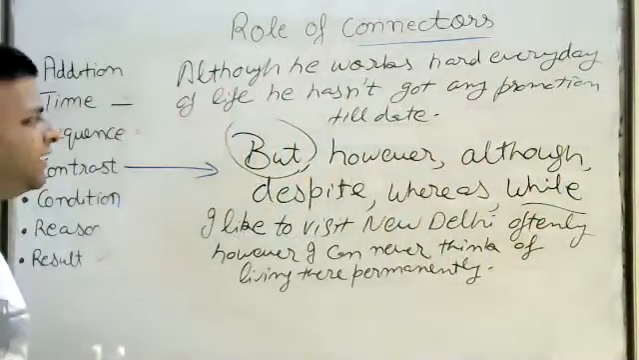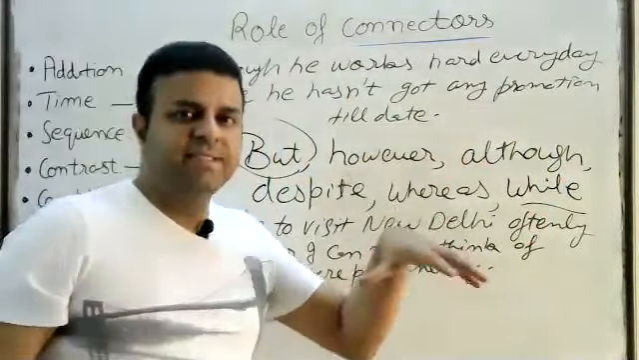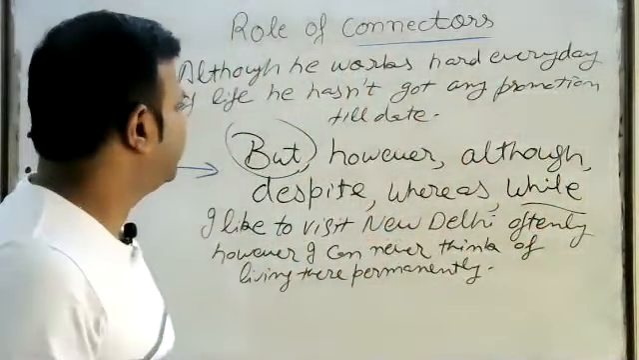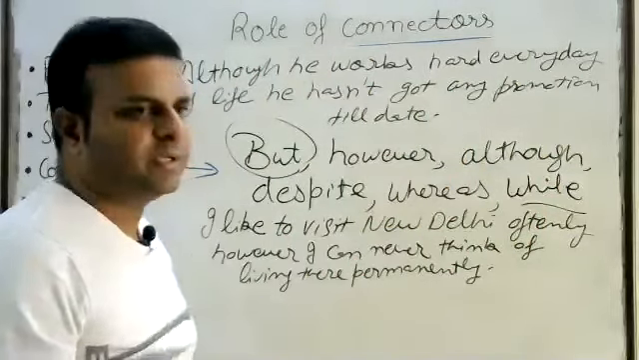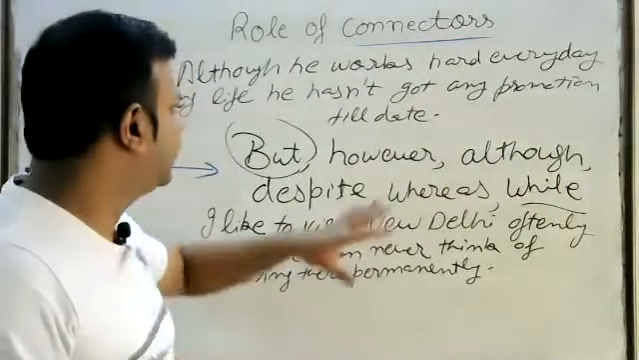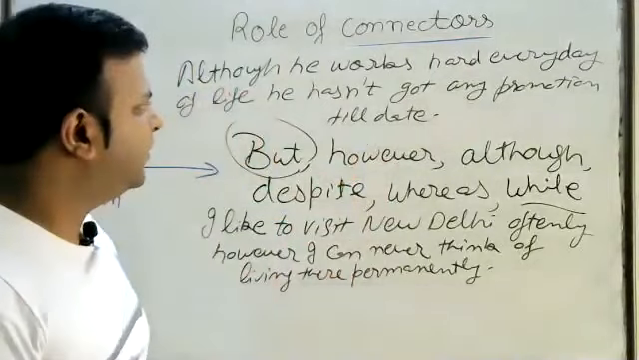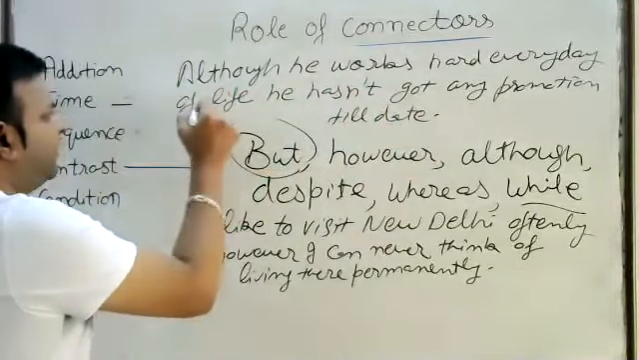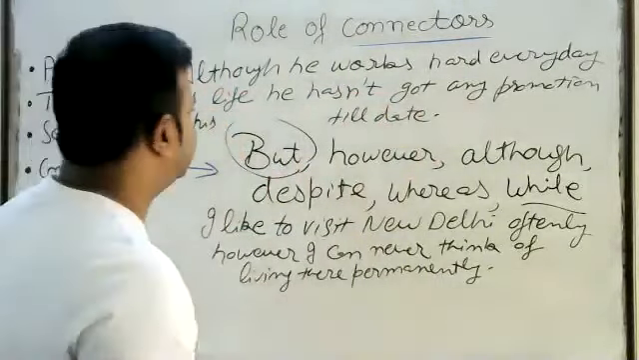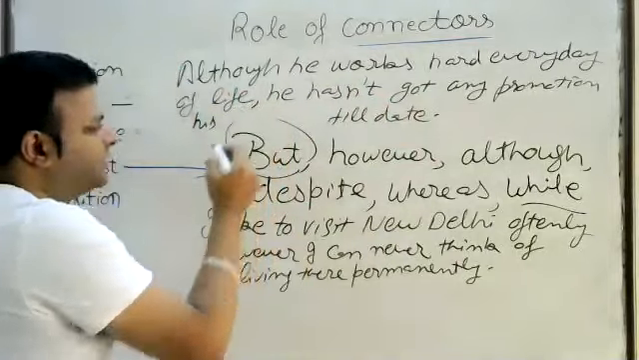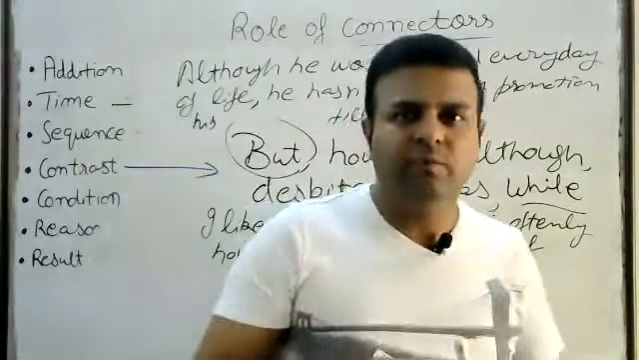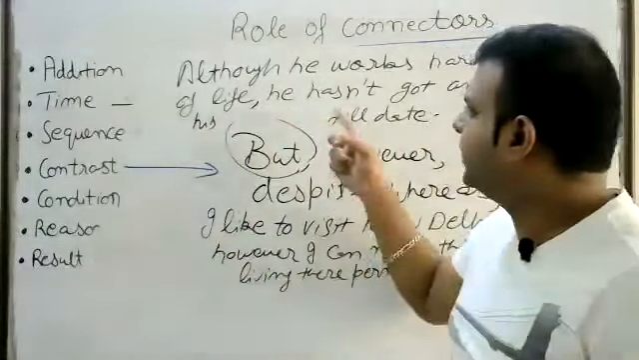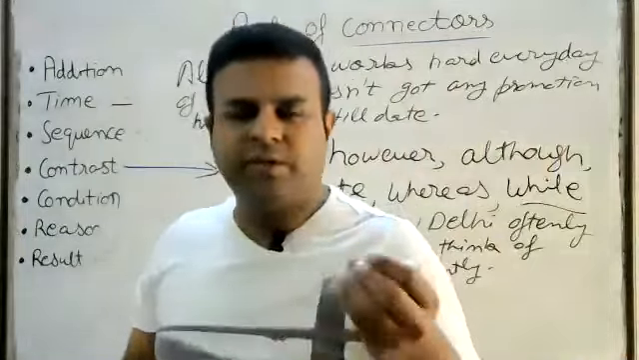So how can we sound natural? When we are speaking, 98% of people say, although he works hard every day of his life, but he hasn't got any promotion. No, don't use but. Simple sentence: although he works hard every day of his life, he hasn't got any promotion till date. Now over here, just give a comma. Like in writing, when we write this sentence, obviously we put a comma to contradict the statement. But in speaking, what is the comma for?